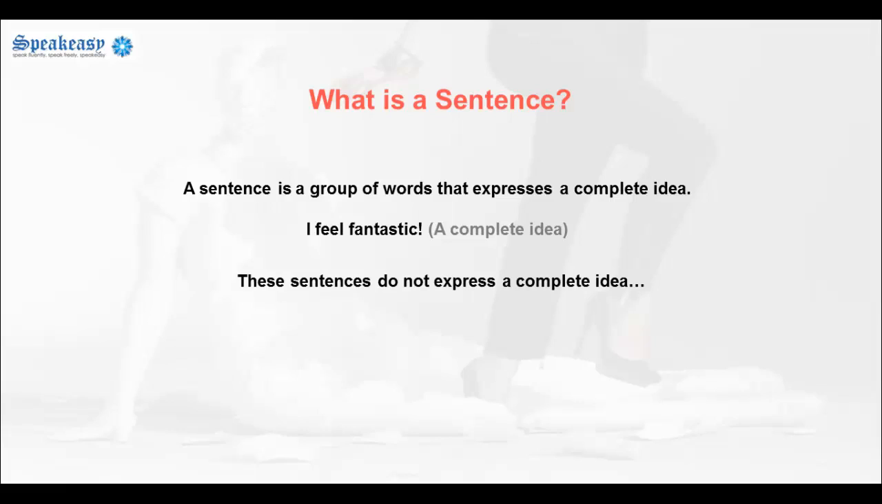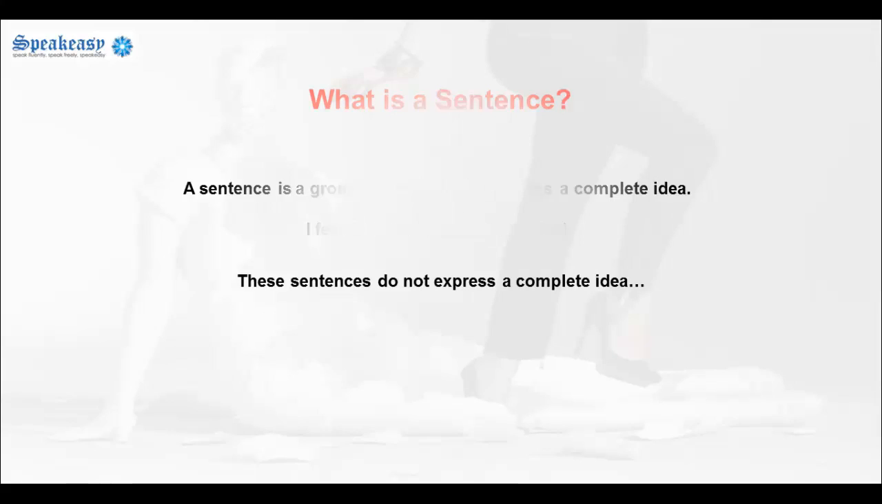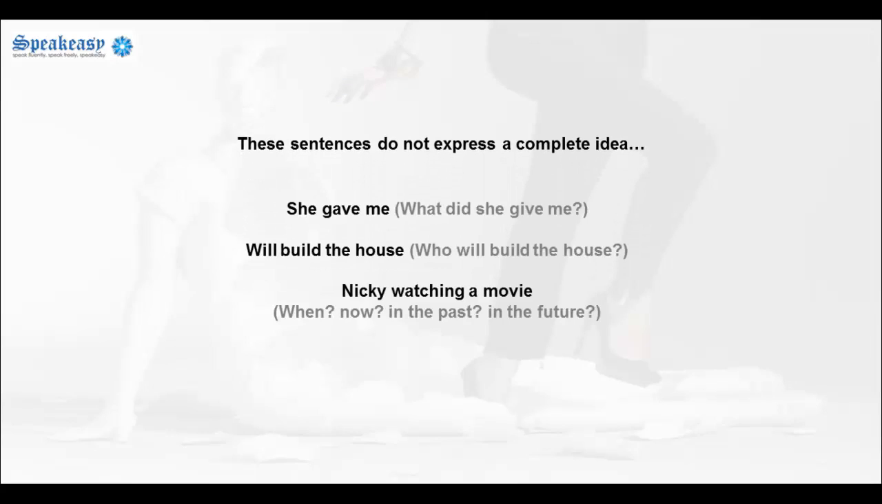These sentences, however, do not express complete ideas. She gave me. What did she give me? We'll build the house. Who will build the house? Nikki watching a movie. When? Now? In the past? In the future?